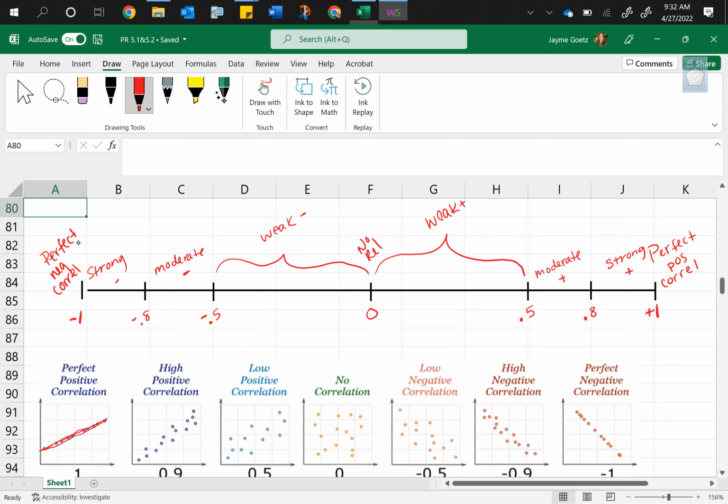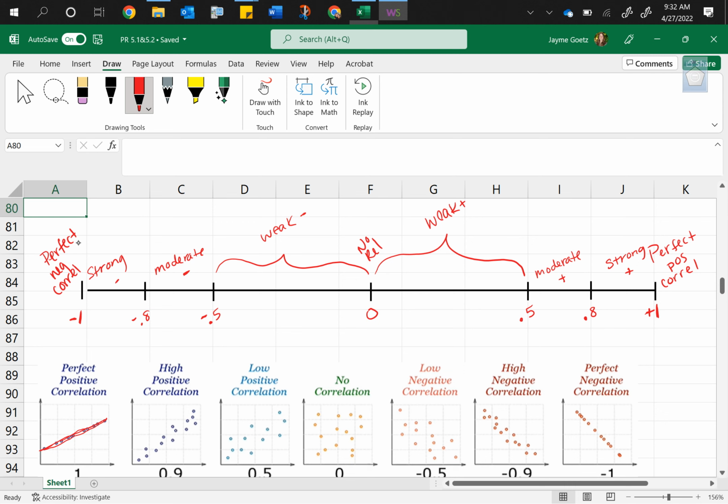Then a high positive correlation means they're all pretty close to it. Low correlation, they're all getting further away. No correlation means I could draw a line anywhere and it doesn't help me. Now, something I hope you're taking note of is that when I have a positive correlation, what kind of slope do I have?